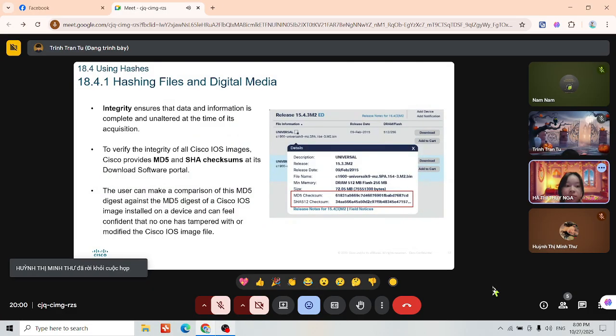Next, part 18.4.1 Hashing files and digital media. A hash is used to check data integrity, to make sure that the file is still original and has not been modified. For example, when you download software from the Cisco official website, they usually give you an MD5 or SHA hash value. After downloading, you can generate a hash of your file and compare it with Cisco's value. If both match, your file is intact and safe.